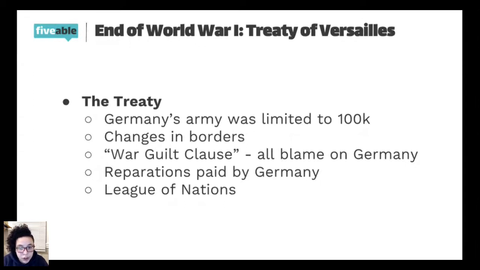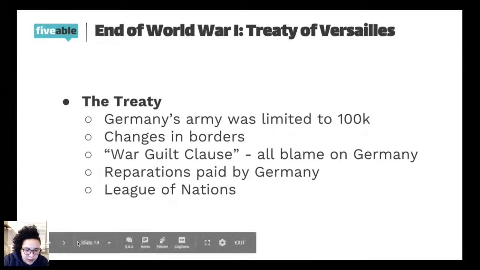So that's pretty much your World War I in a nutshell. I think I have one more thing in here about the Treaty of Versailles, so you can see the changes in borders, all these new countries in red.